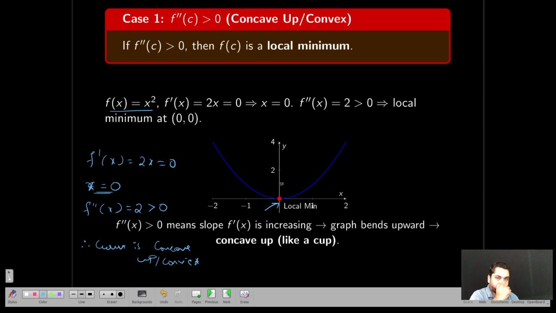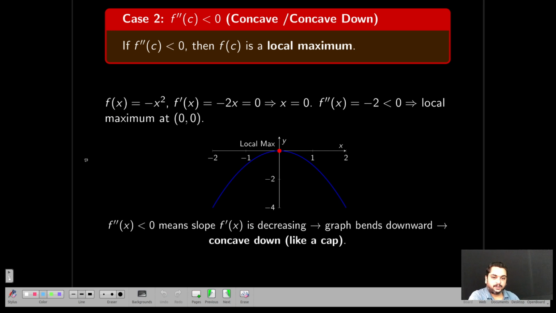So without seeing the graph, you can use the second derivative test and find whether the curve is concave up or concave down. F double dash of x greater than 0 means the slope f dash of x is increasing. The graph bends upwards. So that is the meaning, hence it is concave up.